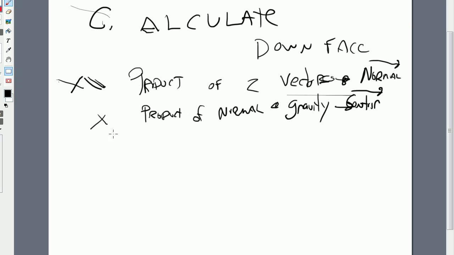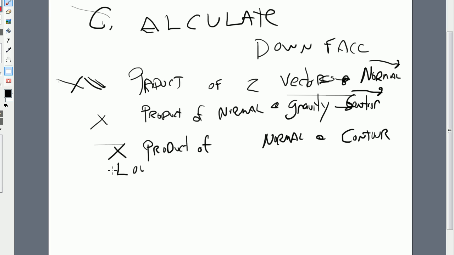So one cross product, two cross products, and then finally you take the cross product of the normal and the contour. And then you look for a negative z.